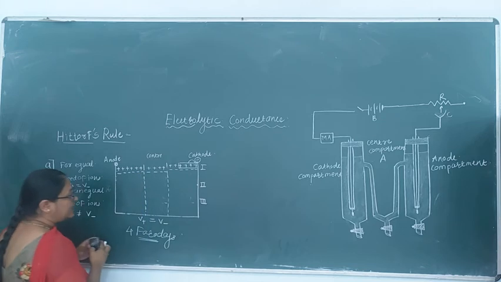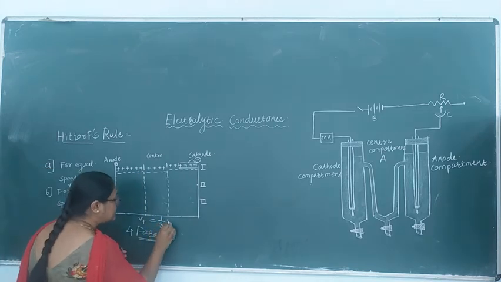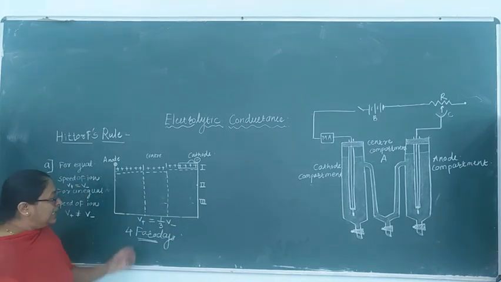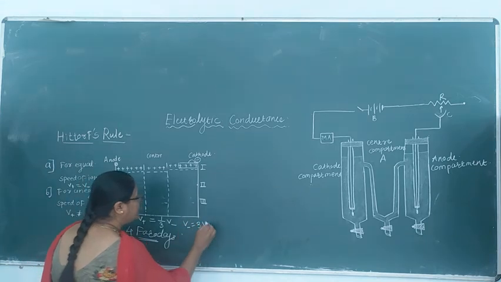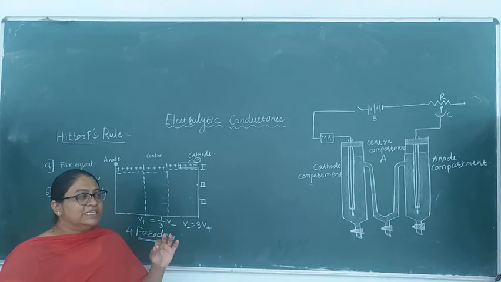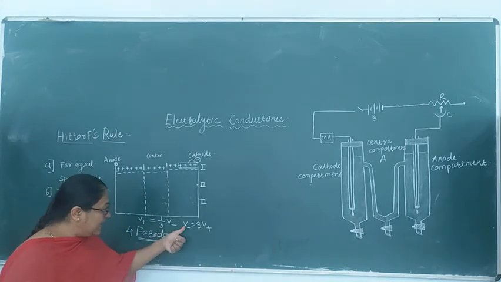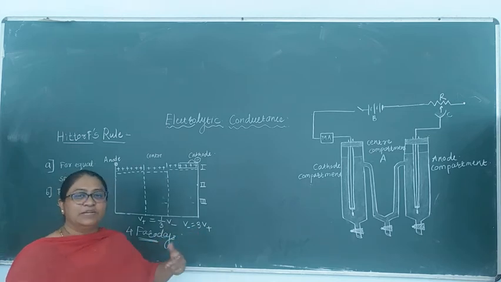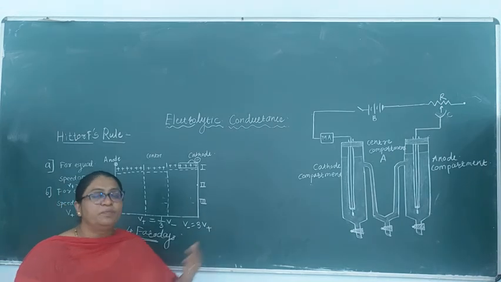But here now, the case is that V plus is 1 by 3 of V minus. That means V minus is equal to thrice of V plus. What this means? This means that the anions are having the speed 3 times that of cations. That means V minus is moving with 3 times more speed than the cation.